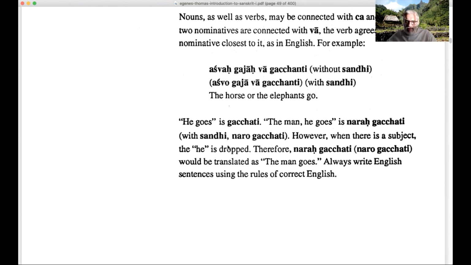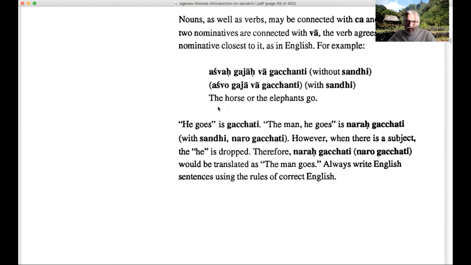For example, here's another example. Okay, so we have "the horse or the elephants go," right? The horse or the elephants go. So if I want to say there's one horse, there are many elephants, right? Both of these nouns are in the nominative case.